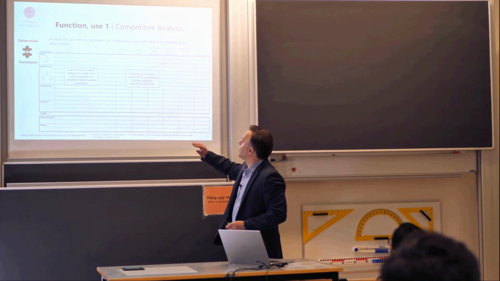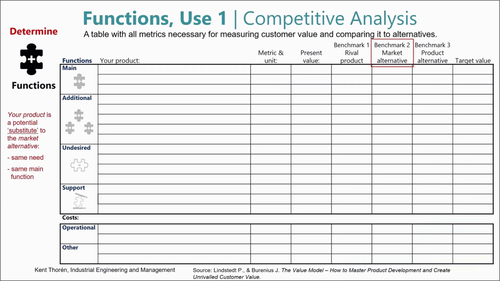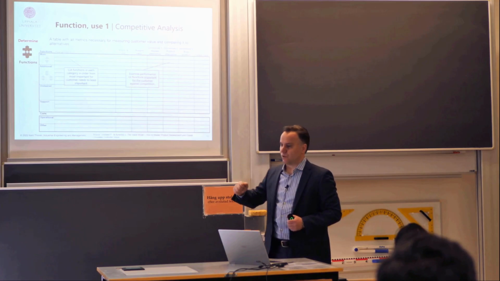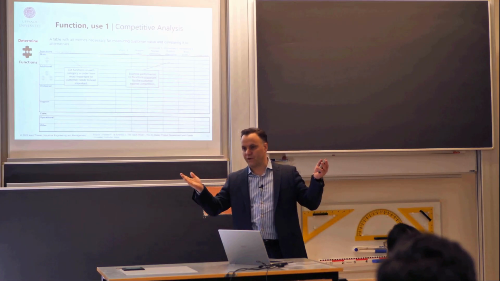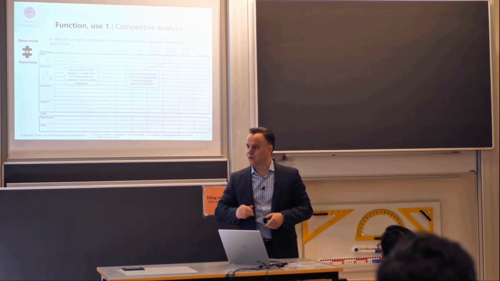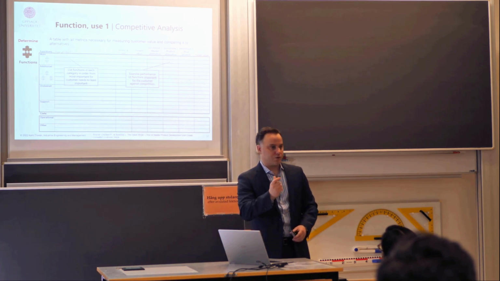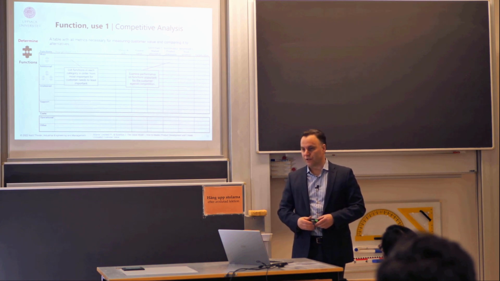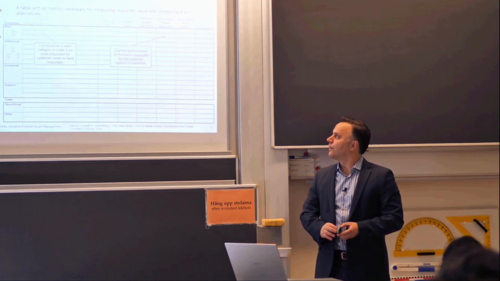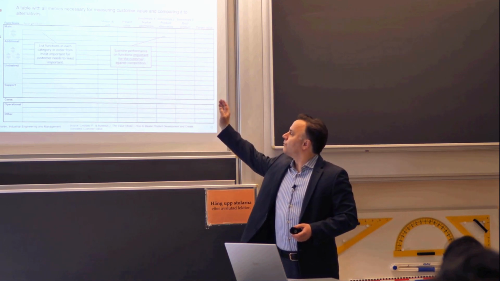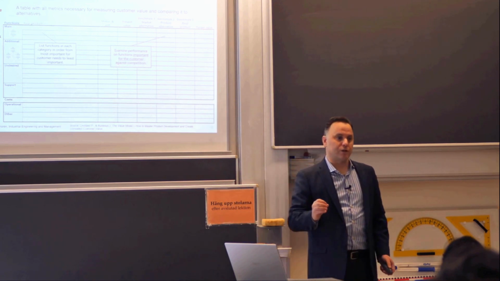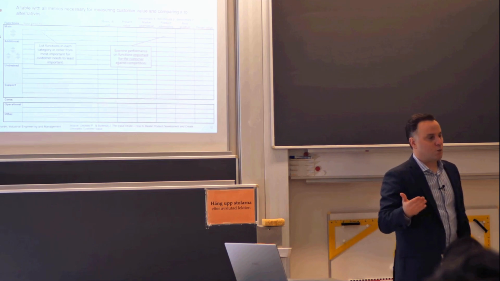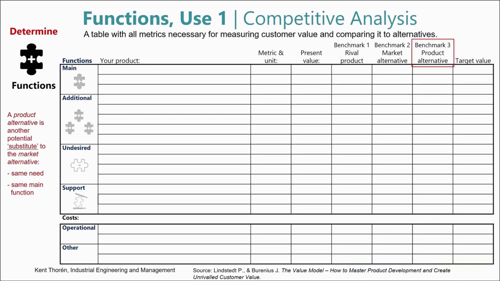Then we have the market alternative. It has the same need and the same function. So the need is to hang something on the wall, and the function is making a hole for the plug and the screw. So that could be anything that can make holes that the customer is using today. And then the market alternative is what they use today. The product alternative is what some other innovative company or entrepreneur might come and propose to them.